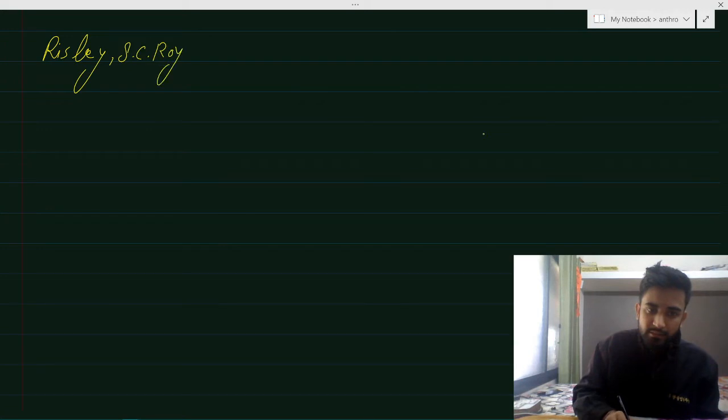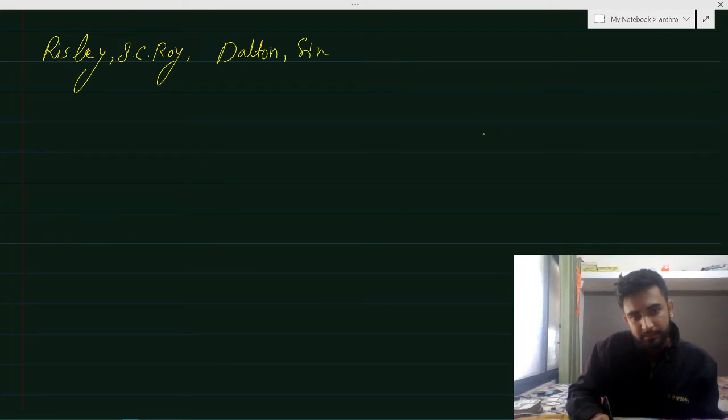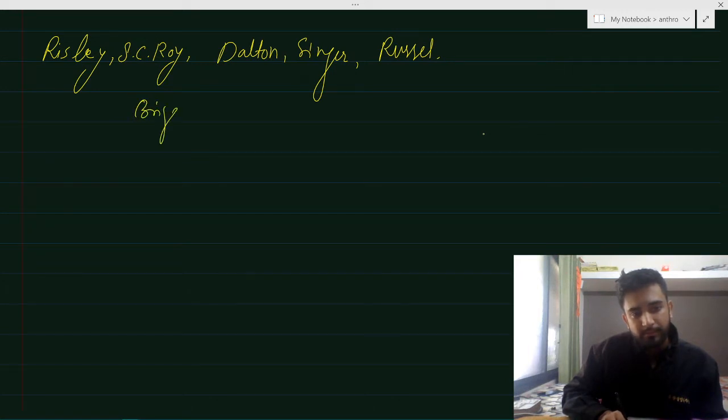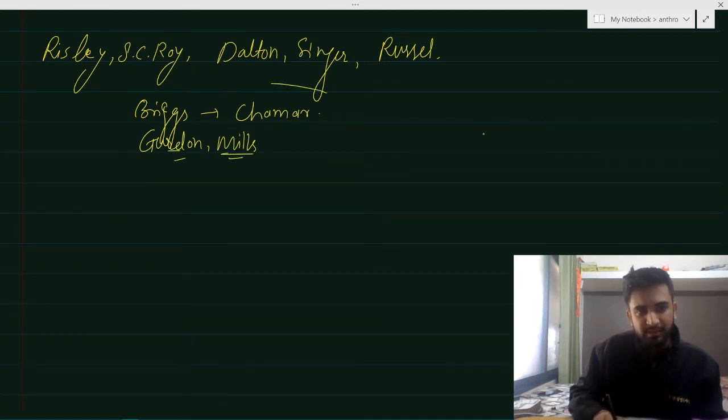Roy. Okay, then we have Dalton, we have Singer, then we have Russell, etc. These are certain names of the scholars which were there. Even there is Briggs. Briggs is important because he studied the Chamar community. Then there is Gurdon, and Mills. So these are the names of scholars.